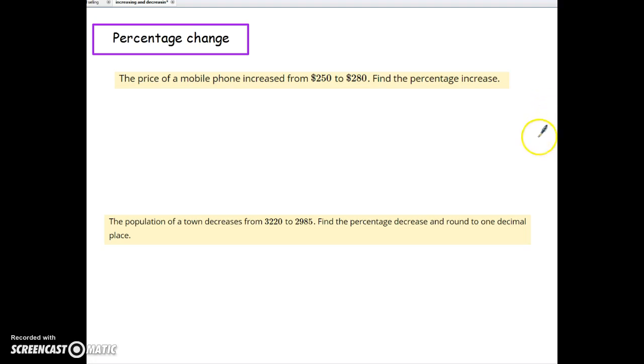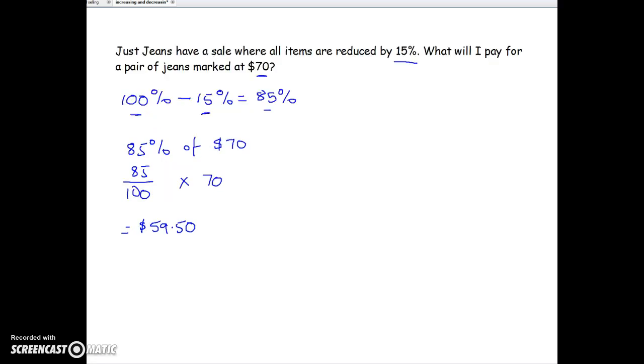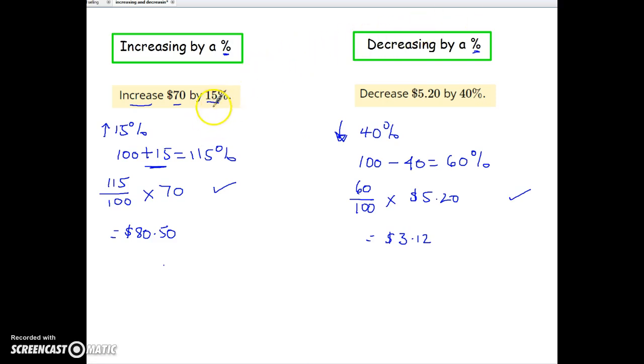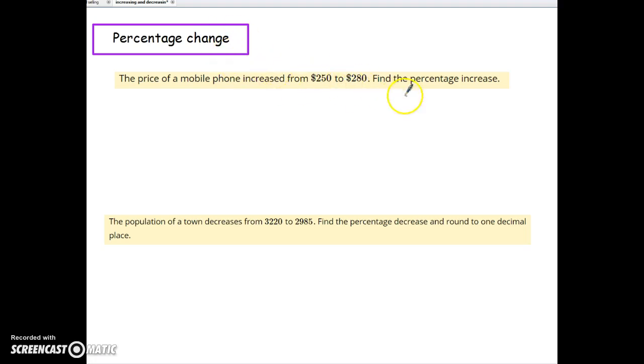What about if you're asked to find the percentage? In all of the ones over here, we knew the 15%, or we knew the 5%, or we knew 15, 40%. What if you're asked to find the percent? Find the percentage increase. Let's have a look. The price of a mobile phone has increased from $250 to $280.